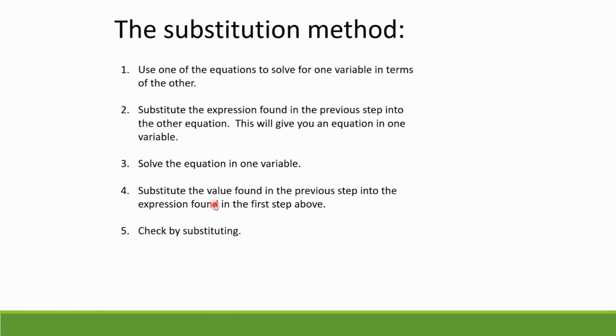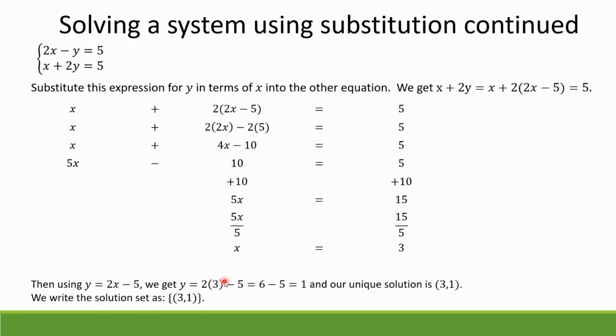Keep in mind, again, we'll see some examples, but if we got something like 0 equals 1, that would tell us no solutions. Or if we got something like 0 equals 0 or 1 equals 1, then we would have infinitely many.